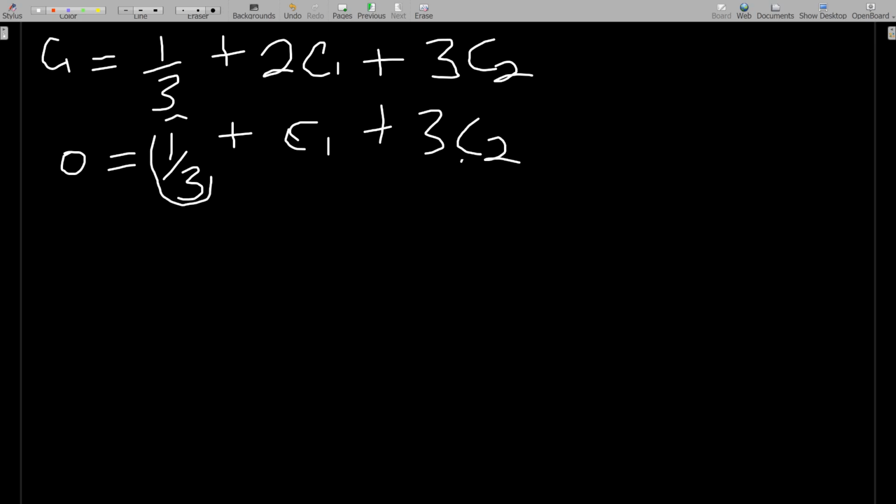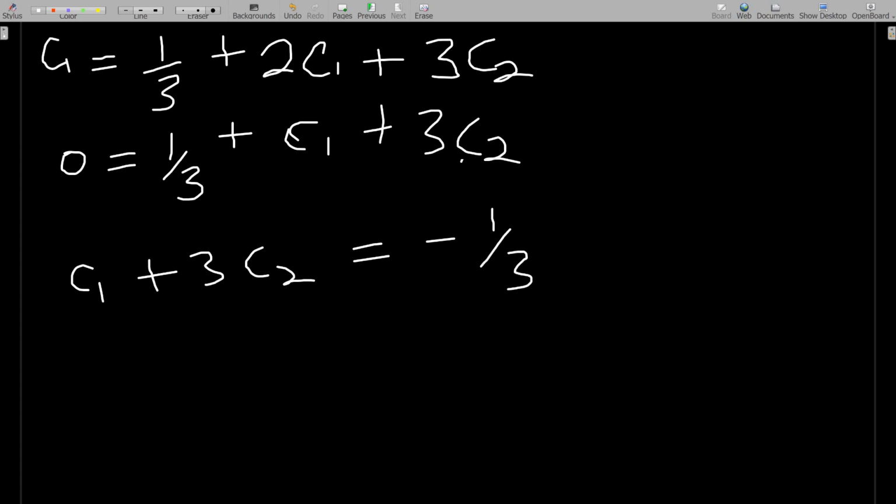It means if I take the 1 over 3 to the other side of the equation, we'll have something like C1 plus 3C2 at the left side of the equation, and it will equal negative 1 over 3 at the right side, and then rearranging it can work like this. I hope you can simplify and get an equation like this. So this is equation 2 of what we've gotten here in terms of C1 and C2.